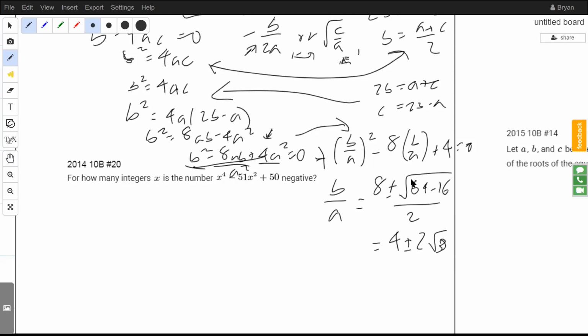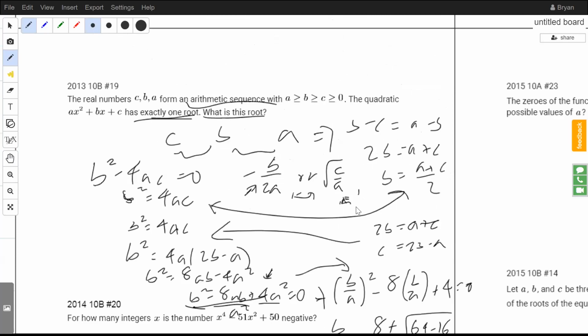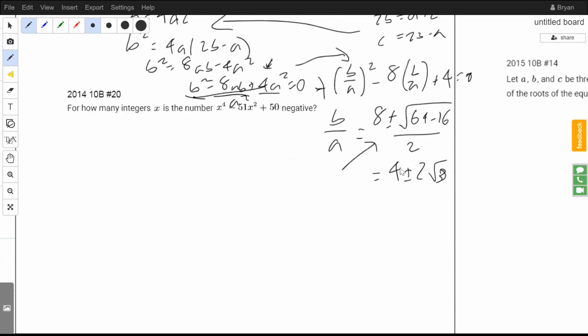Okay. But how do we know which one we're taking? Is b over a going to be 4 plus 2 root 3 or 4 minus 2 root 3? When we have something like this, you always look back to the problem. We're given that a is greater than or equal to b, right? This means that b over a cannot be more than 1. So our value has to be 4 minus 2 root 3, since 4 plus 2 root 3 is obviously more than 1, and this is less than 1.